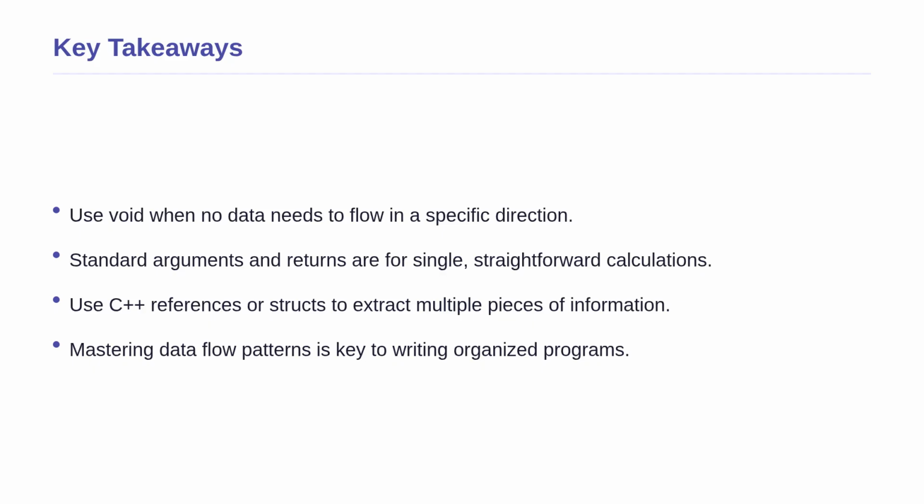To summarize our journey today, the category you choose for your function depends entirely on what data needs to flow in and out. Remember to use the void keyword when no data needs to move in a specific direction. Rely on standard arguments and return values for straightforward single calculations. And when you need to extract multiple pieces of information at once, use C++ references or structs. Mastering these 5 data flow patterns is the absolute key to writing organized, professional, and bug-free programs. You now have the tools to structure any code effectively.